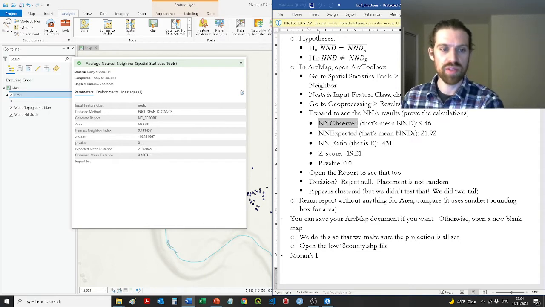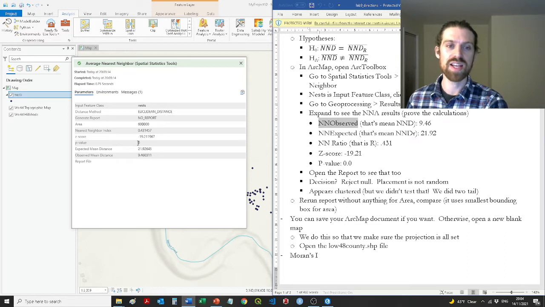As a consequence of that, we would reject the null hypothesis, and we would accept the alternative hypothesis that the placement of these nests is not random. Okay, and obviously they appeared highly clustered when we actually looked at those data points.